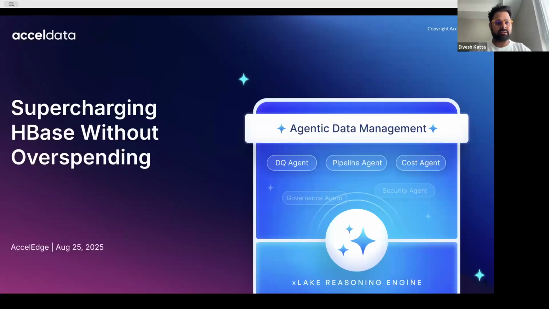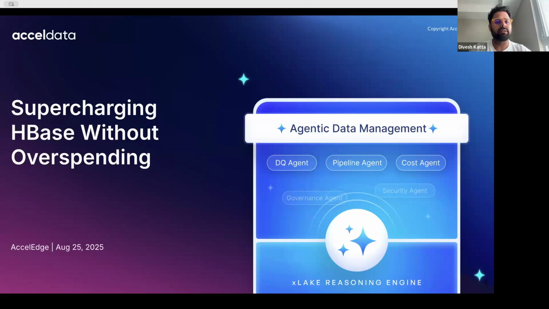Welcome everyone. Welcome to this tactical session on HBase optimization. I am Devesh, and today we are going to focus on getting maximum performance from your HBase on your existing infrastructure, not adding more hardware. Here's the reality: most organizations are sitting on 30 to 50% untapped performance in their current HBase cluster.